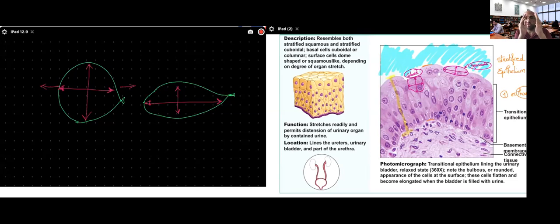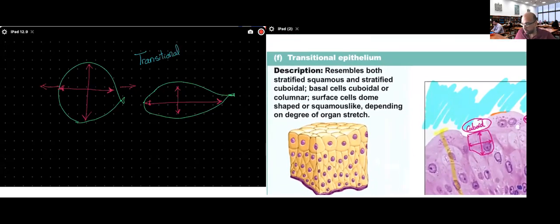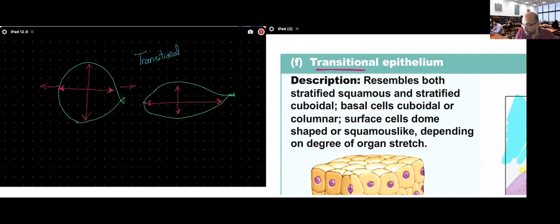So before the stretch, the cells did look as if they are cuboidal. But when you stretch, the cells will become flattened. So what would we call this type of epithelium? We'll give it a special name here. It's a transitional epithelium. What I mean by transitional epithelium is an epithelium that has the ability to change the shape of its cells.